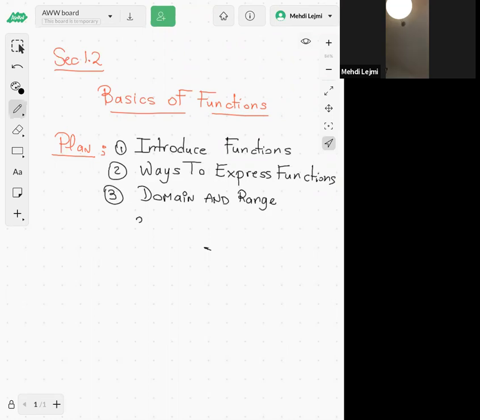Domain and range of functions. All right, so let's start with the definition of a function. So what's a function? Okay, so first question we're going to try to answer today is, well, very simple.